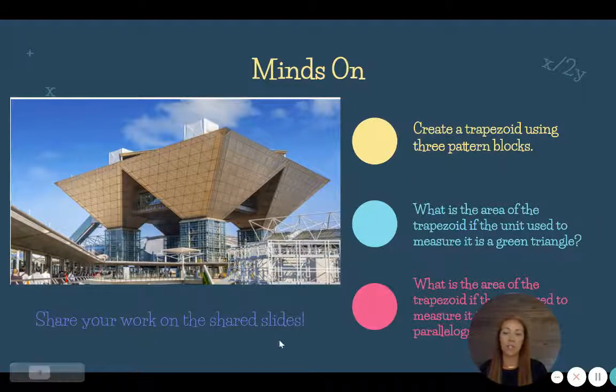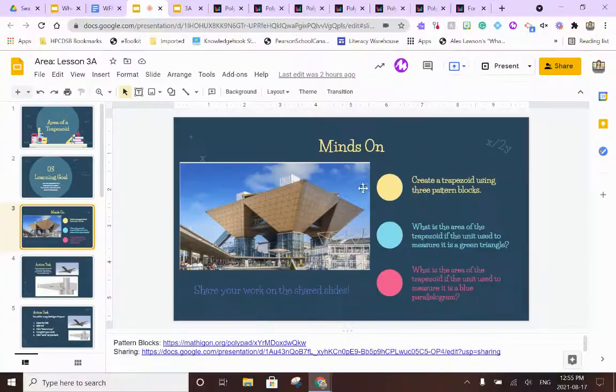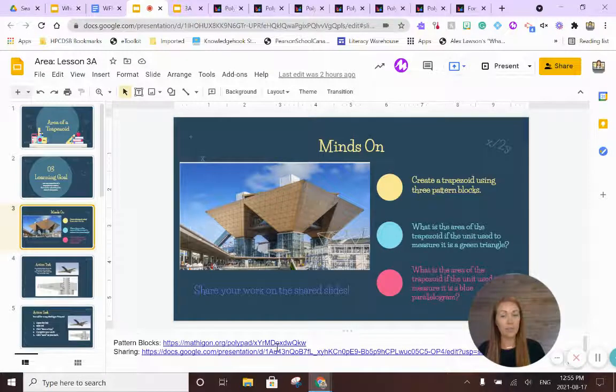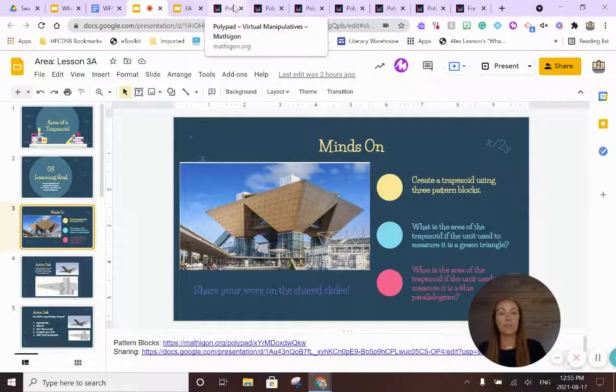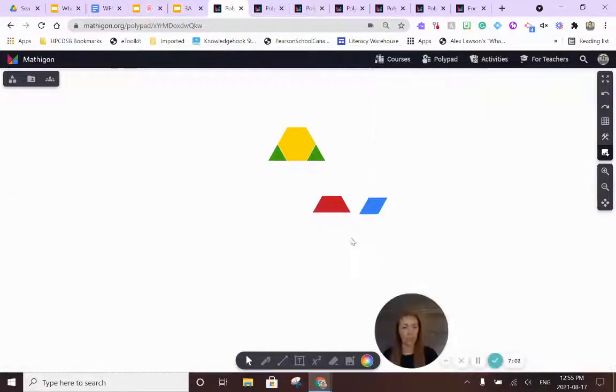I also had some shared slides for students that I gave them access to in the chat. So students were able to go to the pattern blocks that I gave them the link to, and they were able to share on a slide shared deck. So this was very simple in that this is all that it looked like.